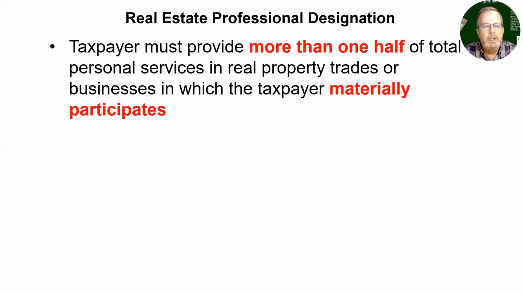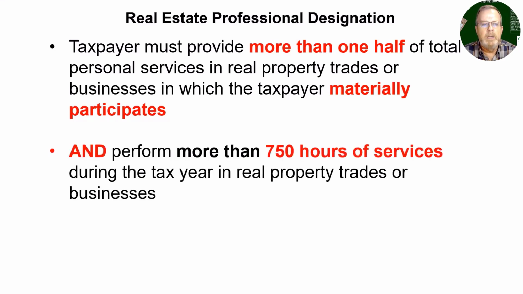Okay. So let's talk about what a real estate professional designation means. And I'm going to use a lot of words because I want to be absolutely clear. The taxpayer, in order to get the real estate professional designation, must provide more than 1/2 of the total personal services in the real property trades or businesses in which the taxpayer materially participates. That's key. That material participation is very important. And must perform more than 750 hours of services during the tax year in the real property trades or business.